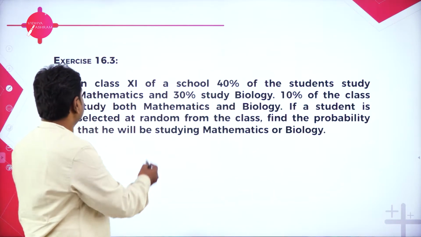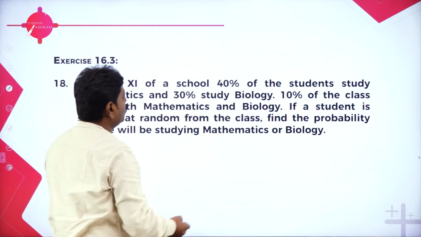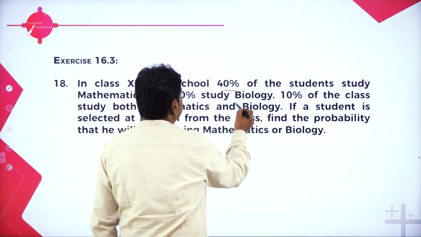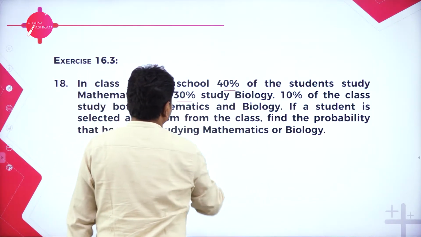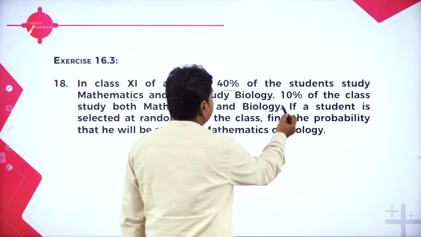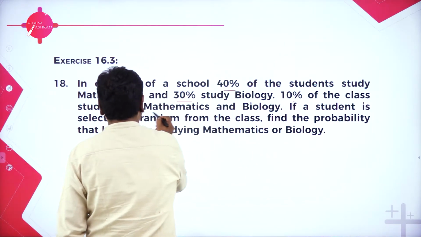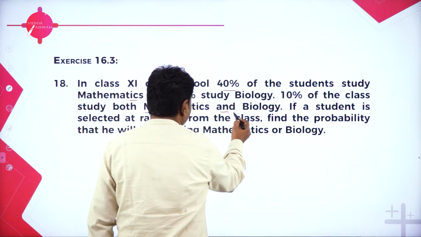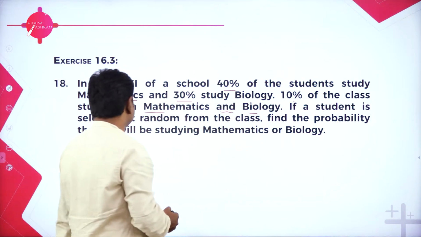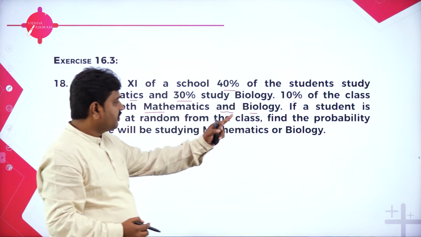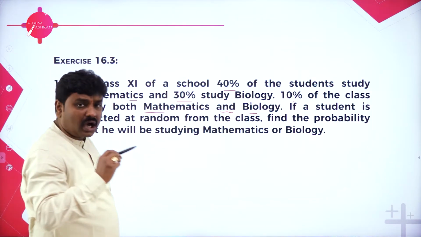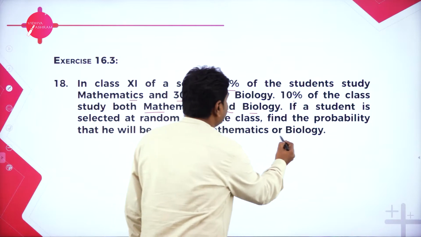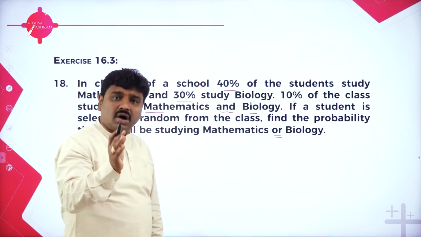The next question. In a class of school, 40% of the students study mathematics, 30% of the students study biology, 10% of the class study both mathematics and biology. If a student is selected at random from the class, find the probability that he will be studying mathematics or biology. So they want you to find how many will study mathematics or biology.